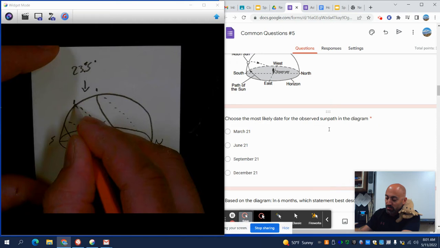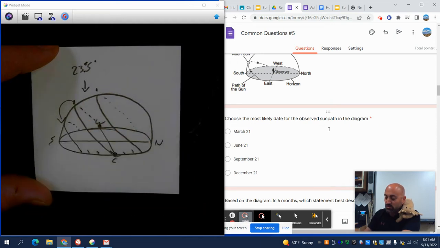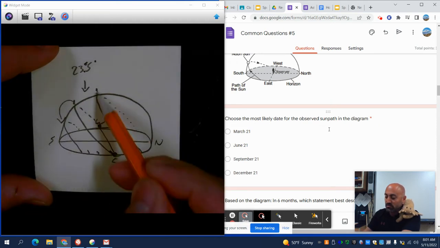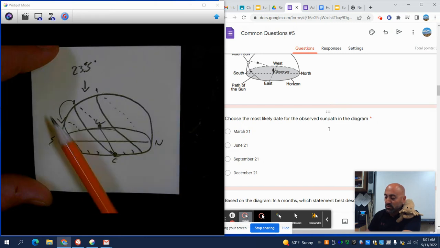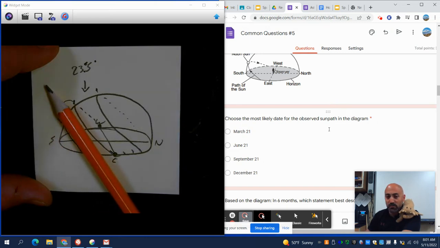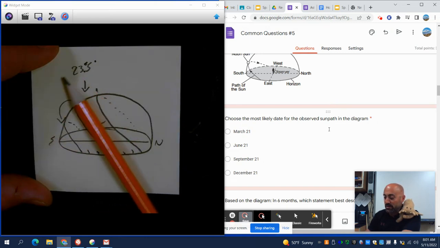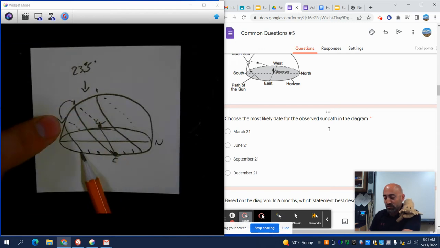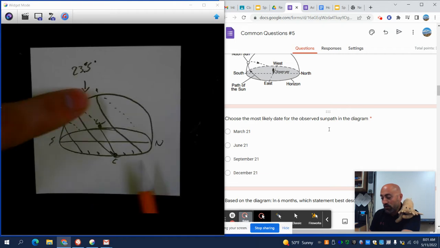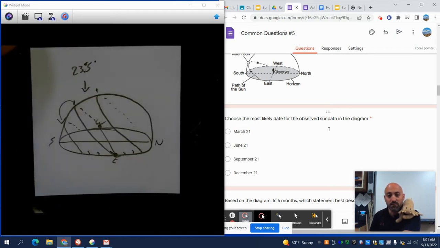And that changes 23.5 degrees again. So it's a 47-degree change over the course of 6 months. So parallel lines going up and then going back down. Shortest days are in the winter, so that's why the line is shorter. Longest days are in the summer, and the line's longer. Okay, we'll be going over those diagrams more.